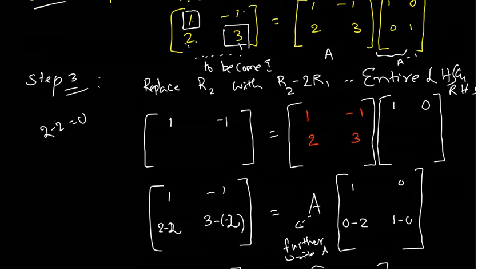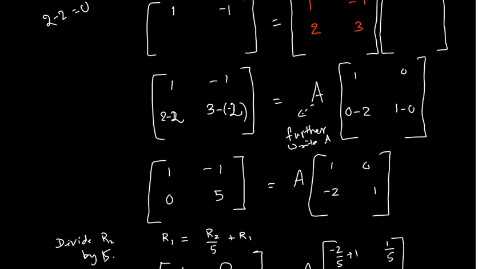Then I wrote this step: 1 minus 1, 1, 0. This becomes 0 and this becomes 3 plus 2, 5. This becomes minus 2 and this becomes 1. Instead of doing it here itself, we are doing it in a slow manner. So as we thought, we wanted this to be 0, we got this 0. Next one is this to be 0.